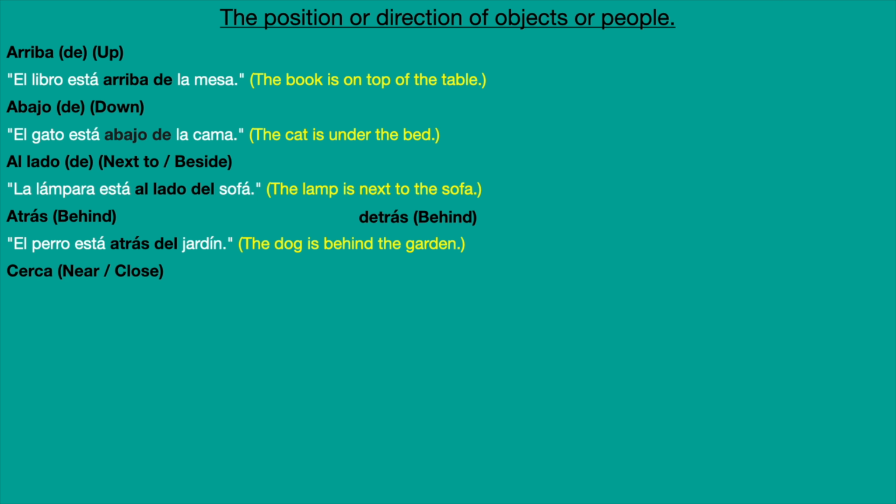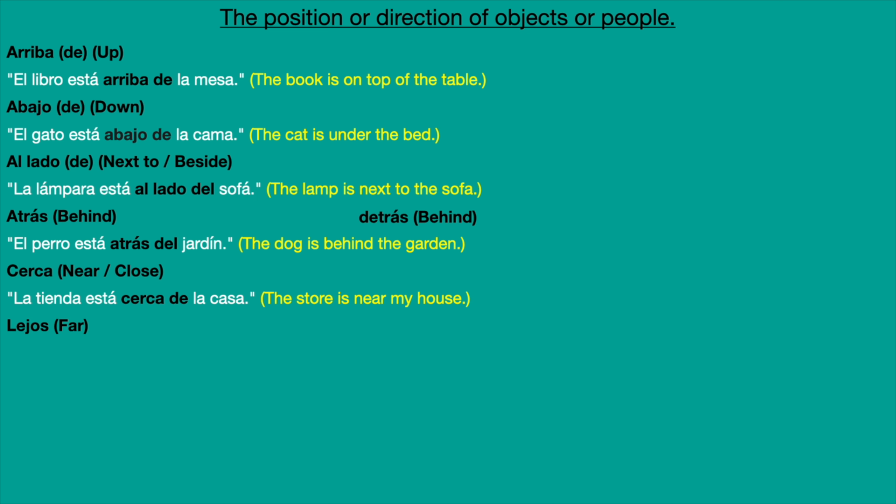Here we have another one, near or close. We are going to say cerca. And again, we are going to put the de, cerca de. So it is close to something. So here we have la tienda está cerca de la casa. Casa in this case is feminine, so there's no contraction. So you say cerca de la casa. The store is near my house.